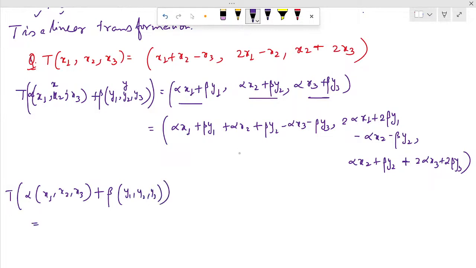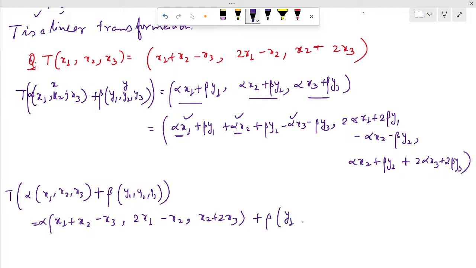It is equal to what? It is equal to all these terms. So what I'll do is simply take these things and write this alpha outside. I'll write (x1 + x2 - x3, 2x1 - x2, x2 + 2x3), then plus beta times (y1 + y2 - y3, 2y1 - y2, y2 + 2y3).